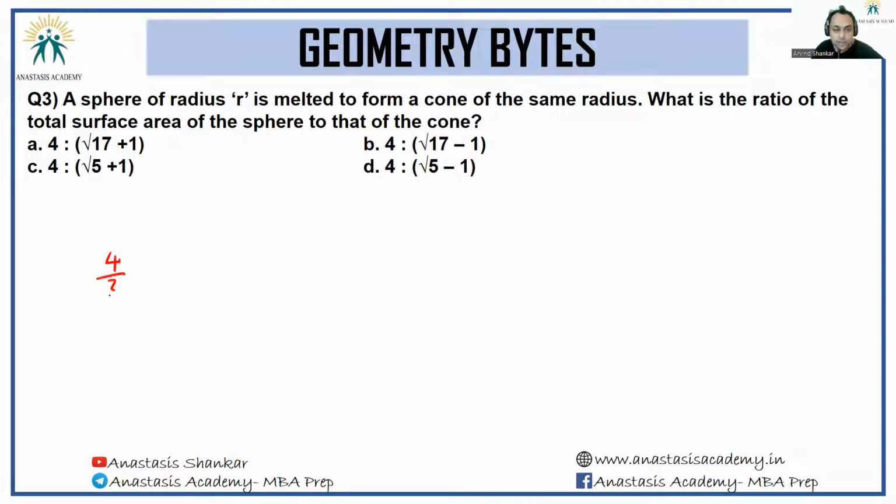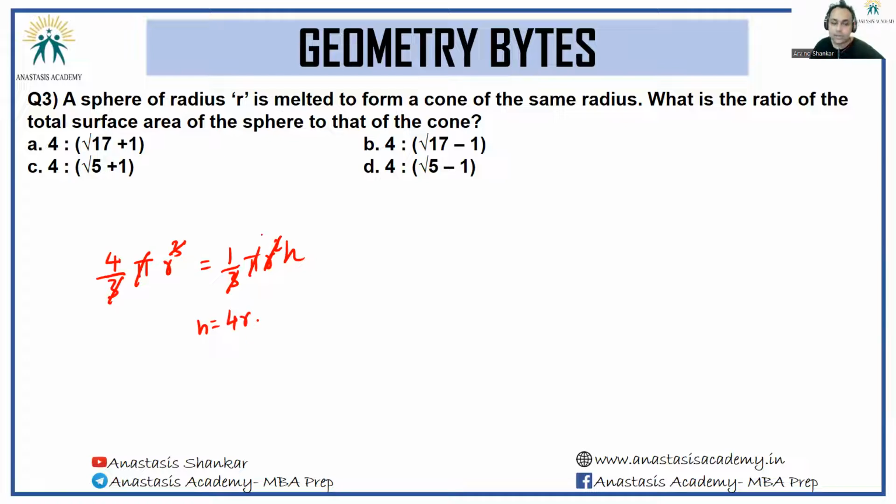So 4/3 pi r cube is equal to 1/3 pi r square h. 3 and 3 gone, pi and pi gone, r square and r square gone. We effectively get h is equal to 4r.